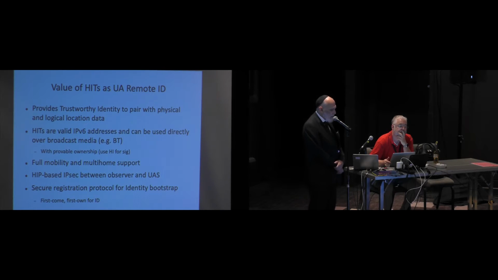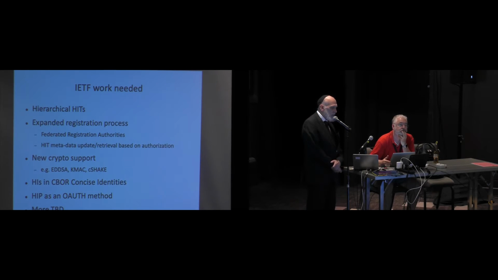And we can come up with a secure registration for the identity bootstrap on a first come, first owned basis for the ID. That's what's available there. But it's not exactly what's needed for this case. There's some work that needs to be done. The original design of HIP talked about hierarchical HITs. I've done a draft on this since then, and because of ownership and other registry issues, hierarchical HITs would definitely be of value for this.